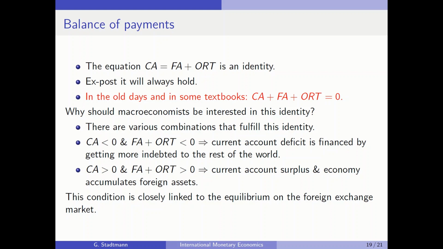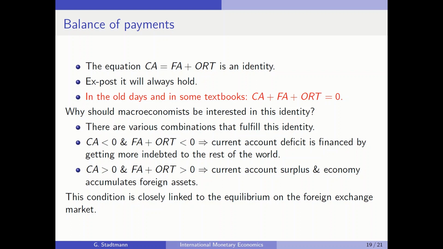One example for a country which has a current account surplus, and where the financial account plus the official reserve transactions is positive, is of course China. China has a current account surplus and the economy is accumulating foreign assets. So China is piling up foreign bonds, especially American bonds. And this relationship also holds for China, but the signs have the opposite direction compared to the US.